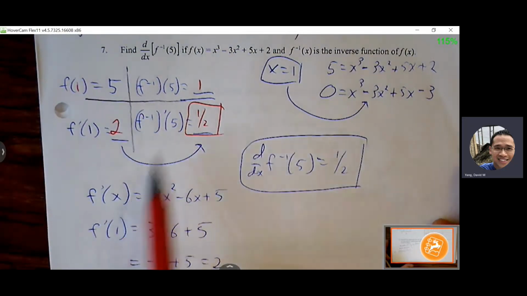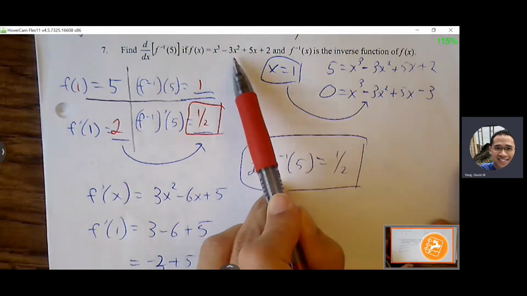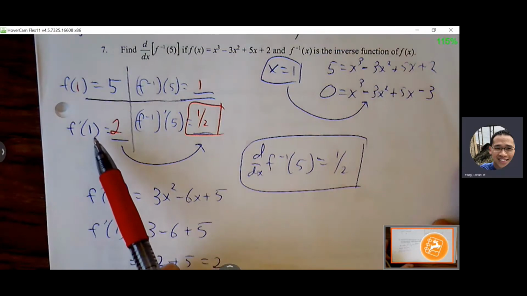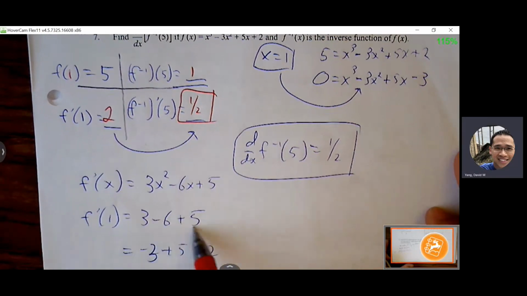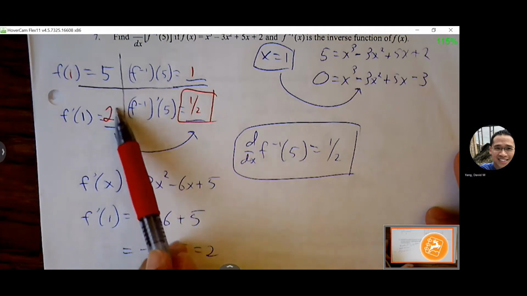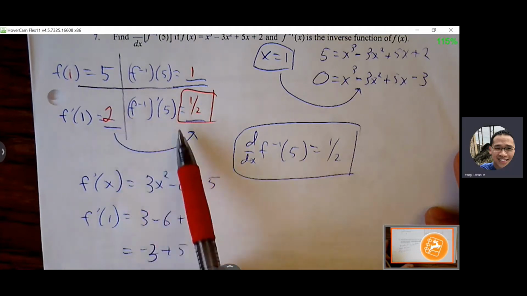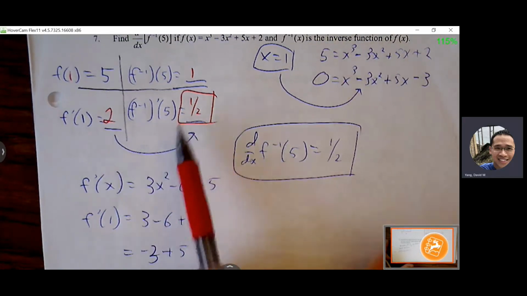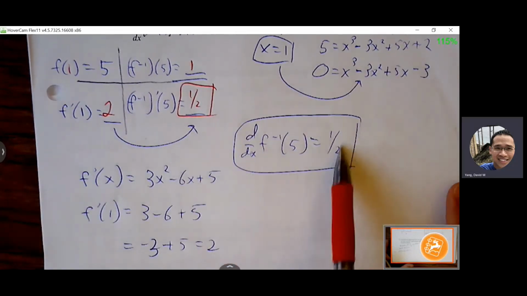So f prime of x, power rule, 3x squared minus 6x plus 5. Put 1 into the derivative to find the slope, 3 minus 6 plus 5, which is 2. Once you have your slope, then take that slope and you flip it, and that's your answer. We're always just going to take the reciprocal. Don't change the signs. Just take the reciprocal, and that's the slope that we're trying to target.